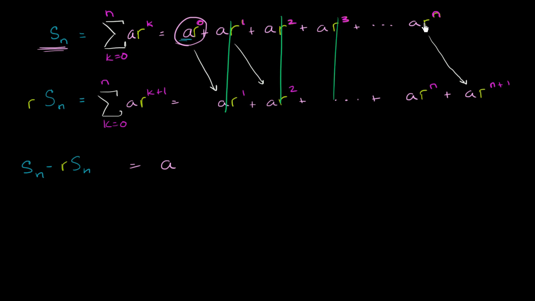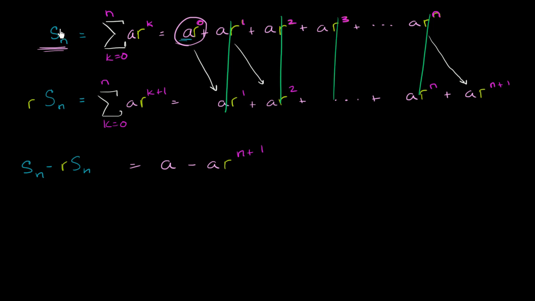They're going to keep canceling out all the way until all we have left over is this, and there's nothing to subtract this from. We have no a times r to the n plus 1 power up here, so we're just going to subtract it. So minus a times r to the n plus 1 power.